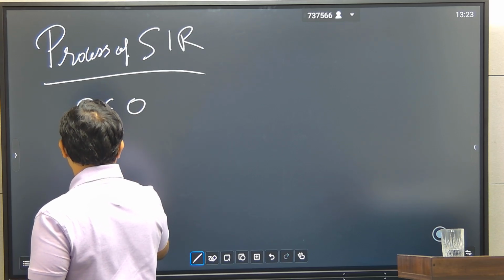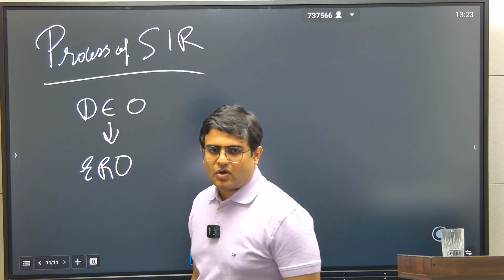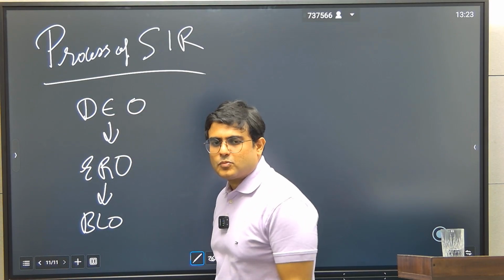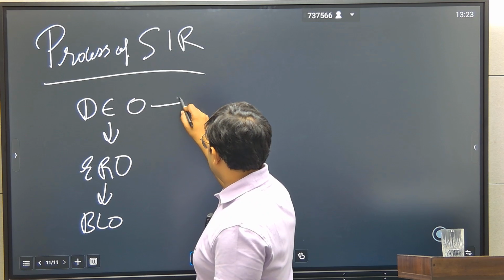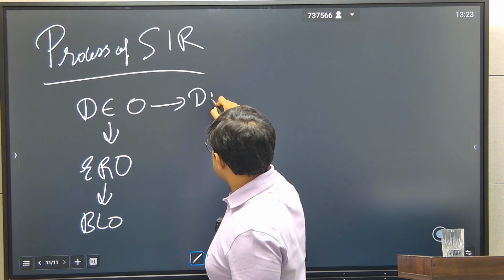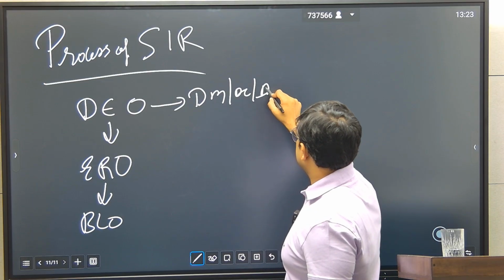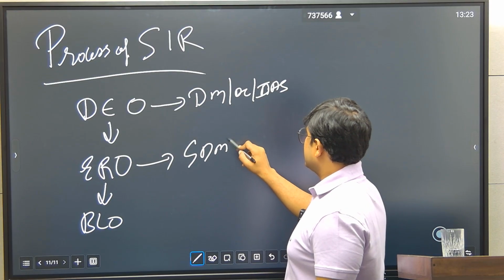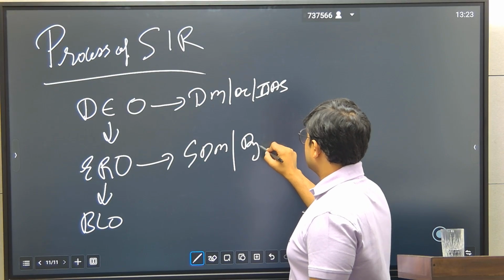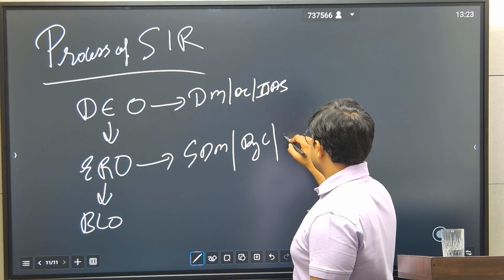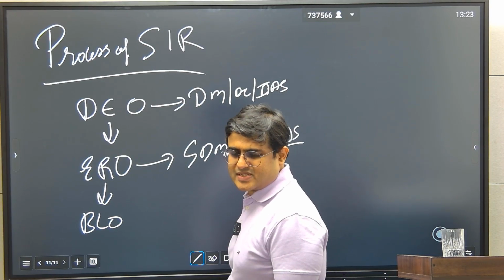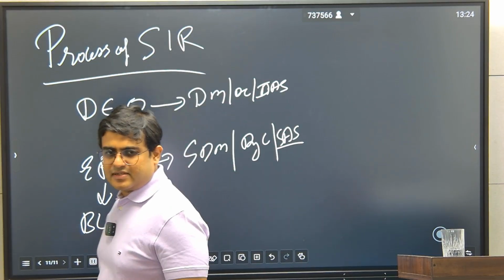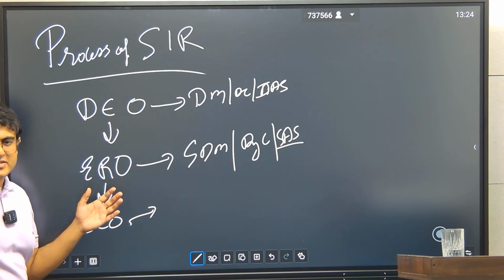Then below him is the ERO, Electoral Registration Officer. Below him is the BLO. BLO is Booth Level Officer. District Election Officer is generally the district magistrate, the district collector, that is the person from the Indian Administrative Service. ERO is generally the SDM, that is the person from the deputy collector or the state administrative services. BLO is also from the state services of lower rank. So these are the three key people in this exercise.